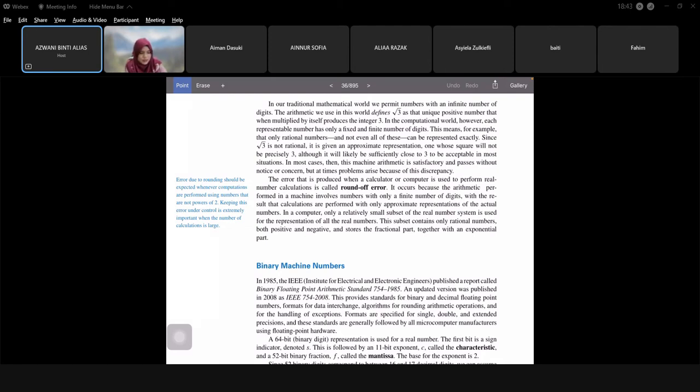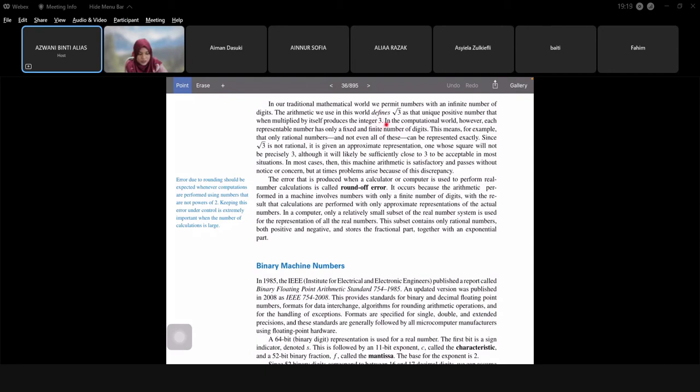So in our traditional mathematical world, we permit numbers with an infinite number of digits. Okay, so kita terima je infinite number, tak ada masalah. The arithmetic we use in the world defines, okay, normally apa yang kita define adalah square root 3 as a unique positive number. Yes, this is positive number and it's unique, it's only one. That when multiplied by itself, which is square root 3 multiplied by the square root 3, produces the integer 3. Okay, so that is in the arithmetic.